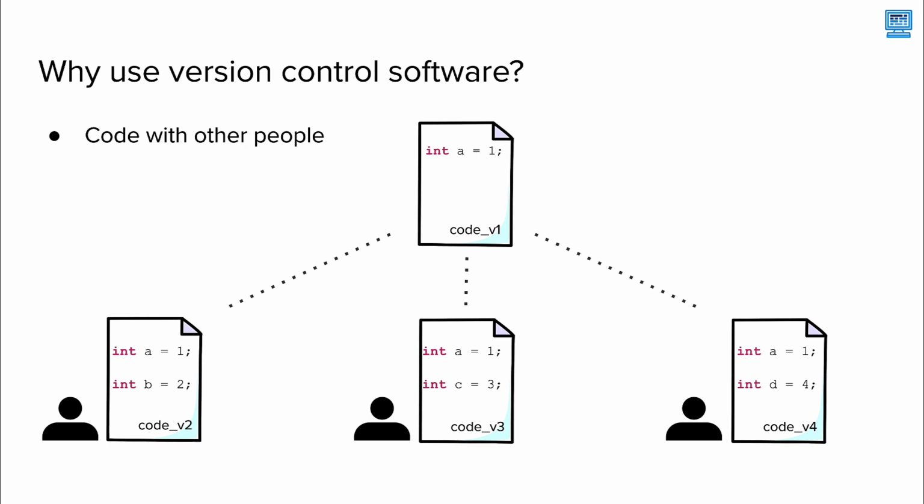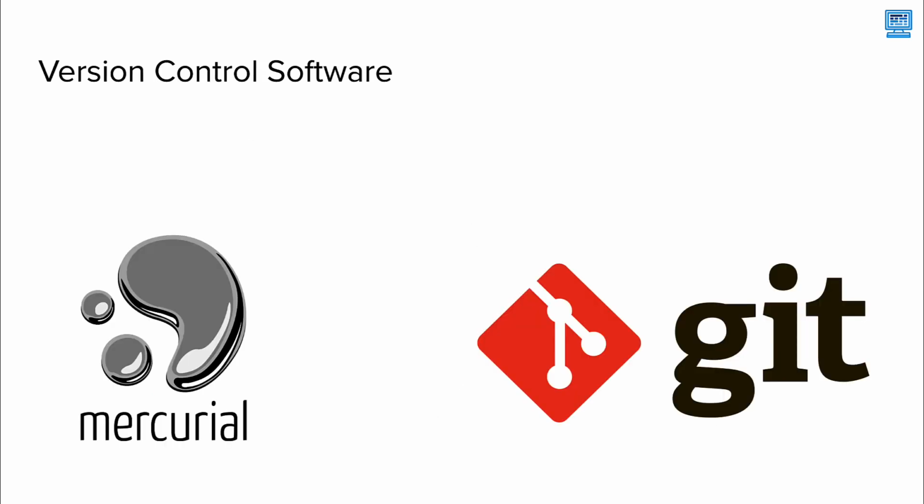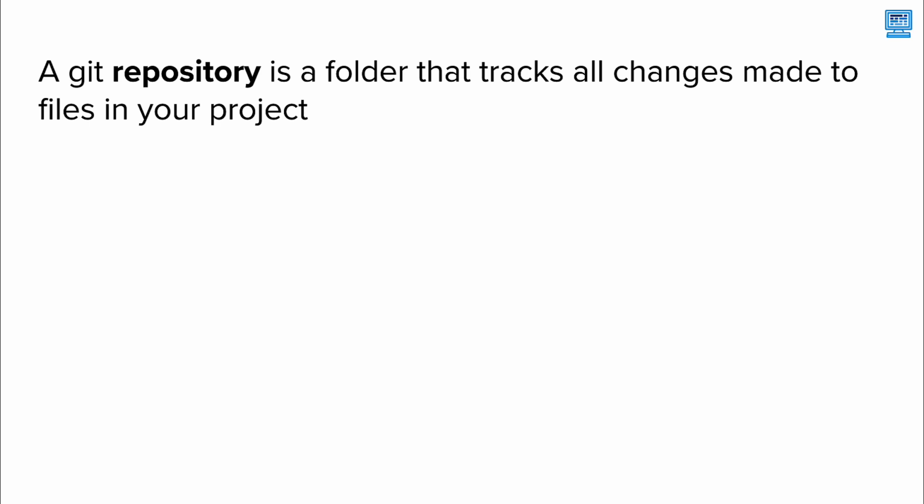So, what are the available software tools that help with version control? There are many that exist, but amongst the most popular are Mercurial and Git. In this lesson, we'll be focusing on using Git. In Git, you have what are called Git repositories. A Git repository, or repo for short, is a folder that tracks all changes made to files in your project.